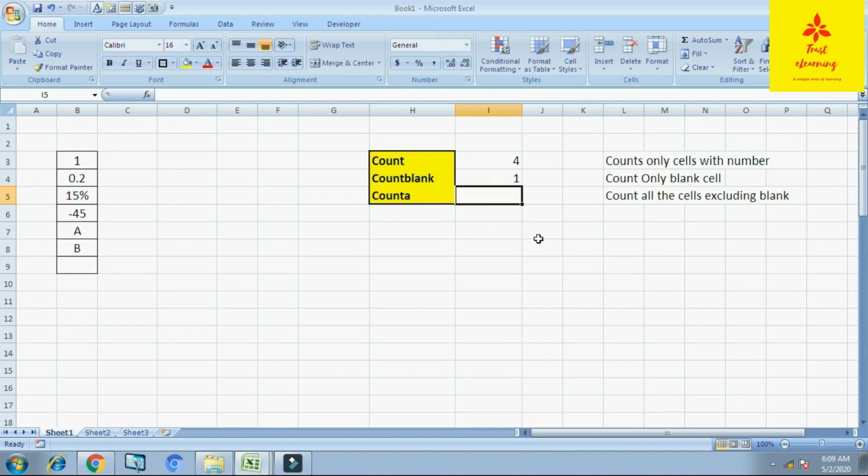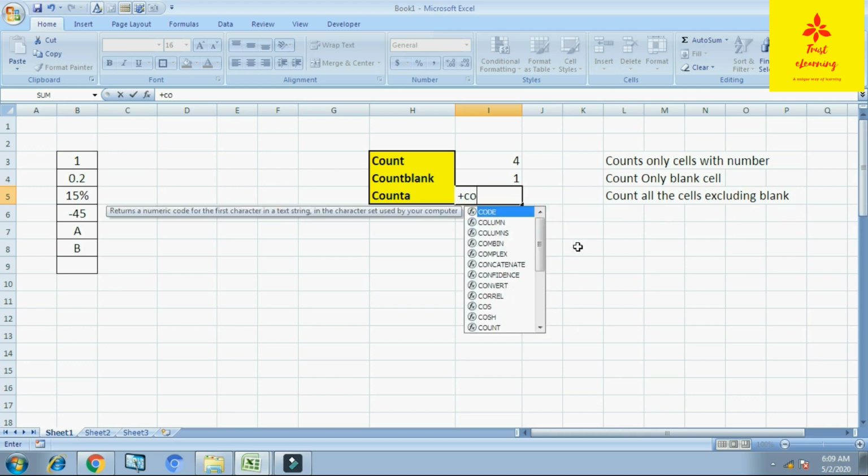Let's move on to the COUNTA function. What is the role of the COUNTA function? This function counts all the cells excluding blank cells. So here I have 7 cells, out of which only one is a blank cell, so it should give me an answer of 6. Let's see, does it?